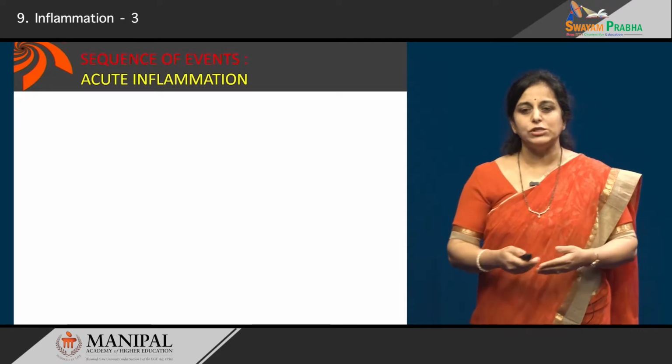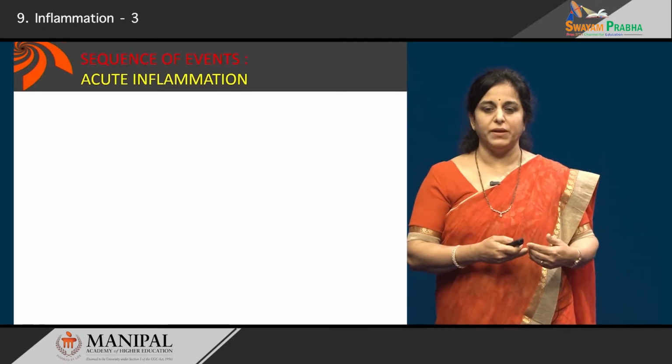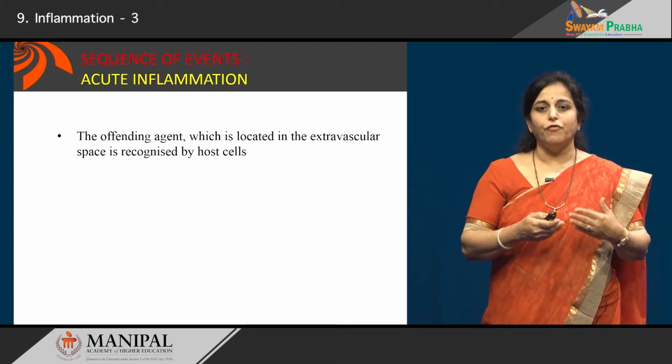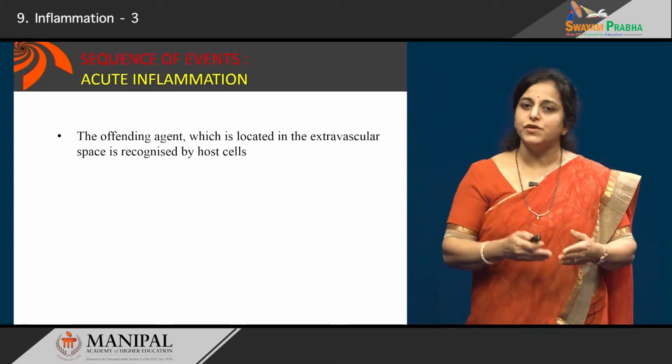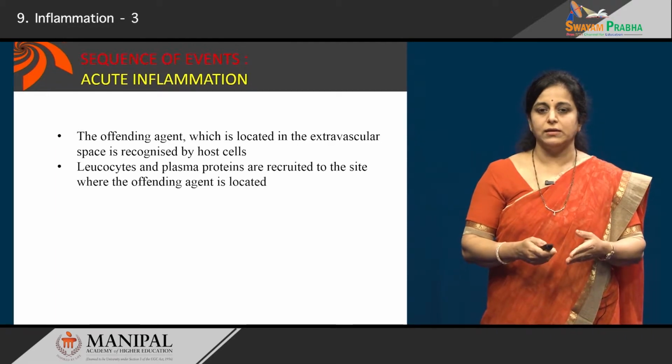Now, what is the sequence of events? This is what we just saw in the previous slide. The offending agent, which is located in the extravascular space, is first recognized by the host cells.